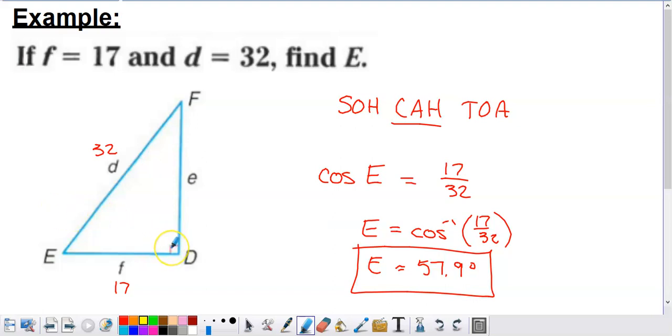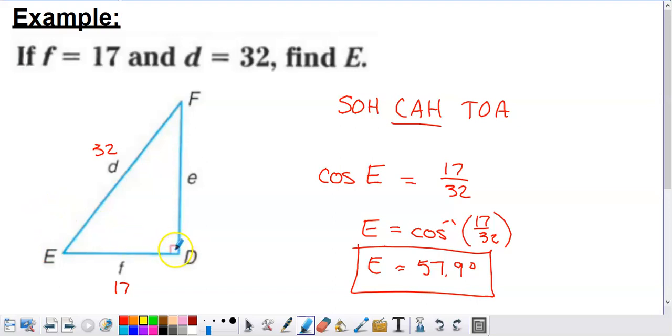Now we know that this is a 90-degree angle. If we were given what angle F measured as, we could just use the fact that all of these angles have to sum to 180 to find angle E. You've definitely done that in geometry. That's not something that we can do right now because we don't know capital F. So to find angle E, we're going to have to do something that relates what we do know.